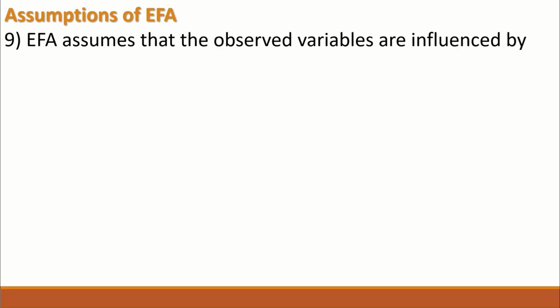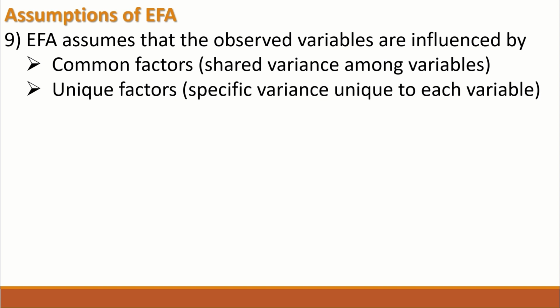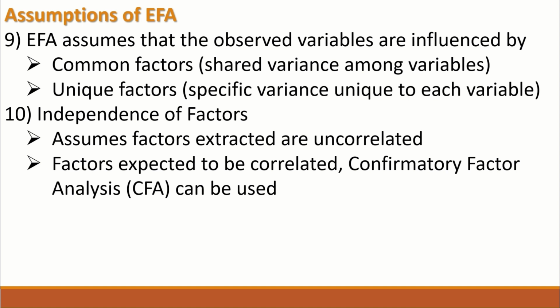The ninth assumption is that EFA assumes that the observed variables are influenced by two things. The first one is the common factors. The second one is the unique factors. Common factors are shared variance among variables, and unique factors are specific variance unique to each variable. And number 10 is the independence of factors. EFA assumes that factors extracted are uncorrelated. If the factors are expected to be correlated, then confirmatory factor analysis can be used.